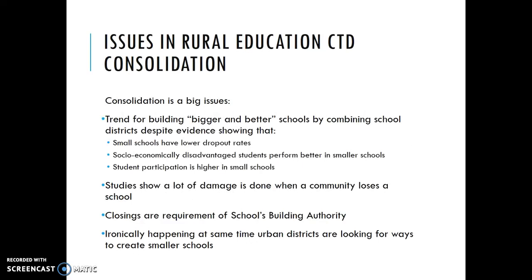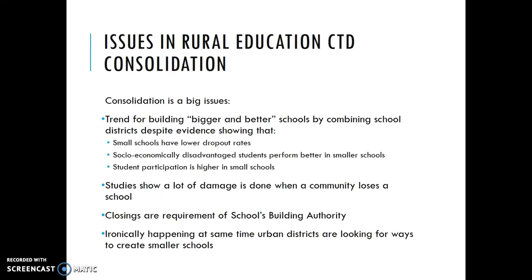This means taking two schools and putting them into one to make a bigger school. There's a trend right now for building bigger and better schools by combining them. There is evidence that shows that smaller schools have lower dropout rates. There's a lot in the reading about how we're still consolidating schools even though there's evidence against it. Socioeconomically disadvantaged students perform better in smaller schools, and students' participation is higher in smaller schools.